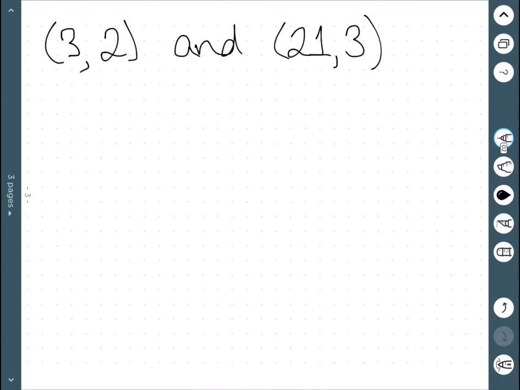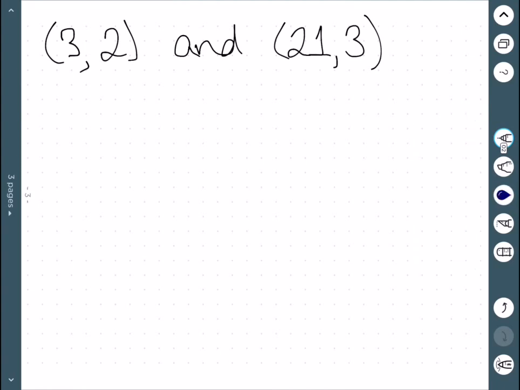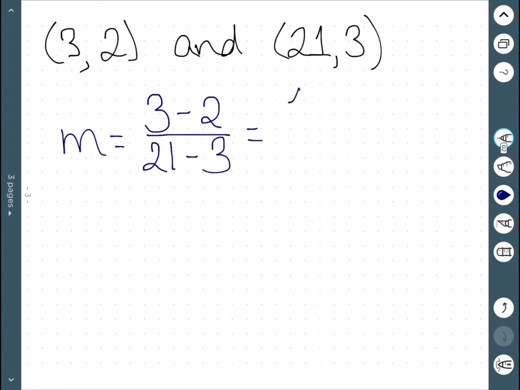Here we have the points 3, 2 and 21, 3. If I try to find the slope, we'll have y2, which is 3, minus y1, which is 2, all over x2 minus x1. 3 minus 2 is 1, and 21 minus 3 is 18. Therefore, our slope for this line is 1 over 18.